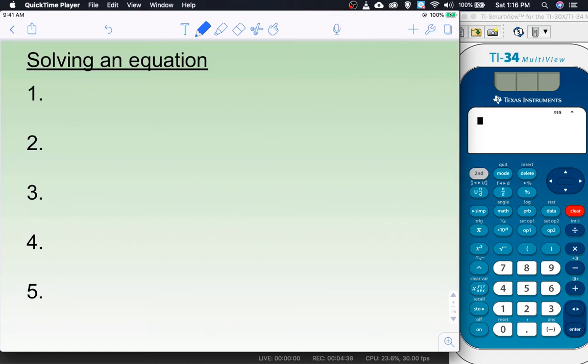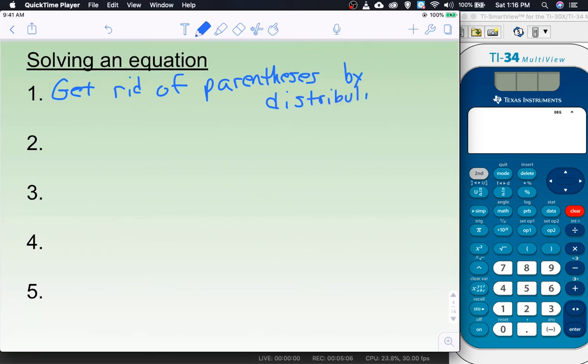So the first thing on the checklist is we want to get rid of parentheses. And the way we do that is by distributing. So we're going to get rid of our parentheses first by distributing.